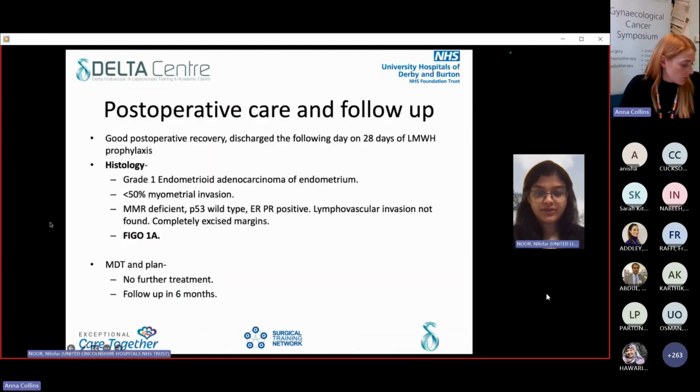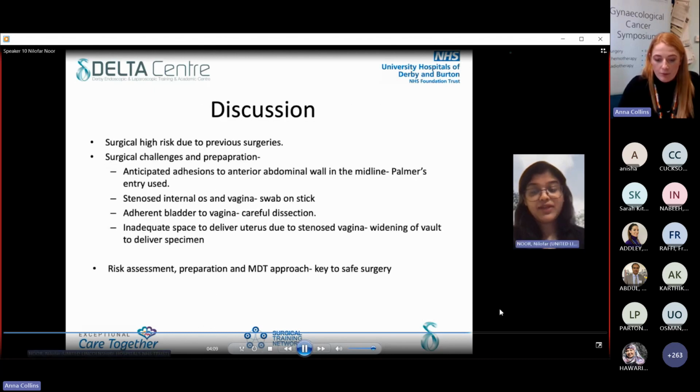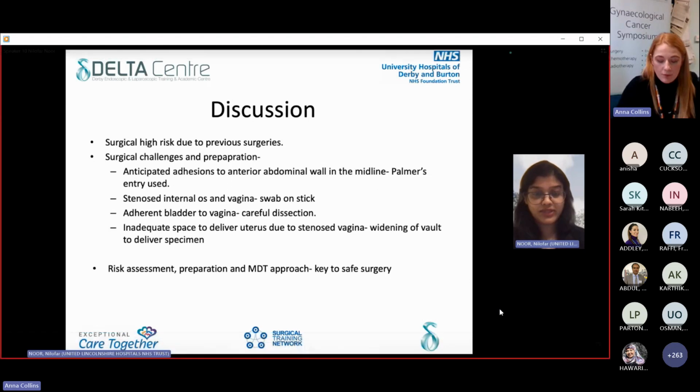She had a good postoperative recovery and was discharged the following day on low molecular weight heparin prophylaxis. Histology confirmed grade 1 endometrioid adenocarcinoma of the endometrium. FIGO stage 1A was also confirmed. MDT subsequently was done, and it was planned that no further treatment is needed, and she will be followed up in 6 months' time.